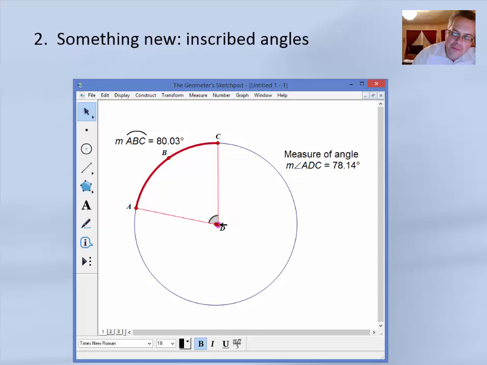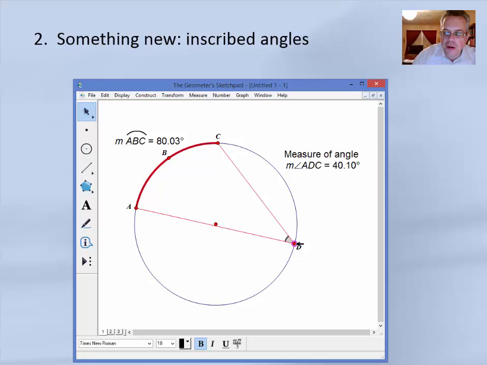As we know, if I put the vertex right at the center, it's kind of hard to do it perfectly, we should see that the measure of the arc equals the measure of the angle. So if I put it right there at the center, we see that they're both about 80 degrees. Okay, now what happens when I move the vertex to be on the circle?